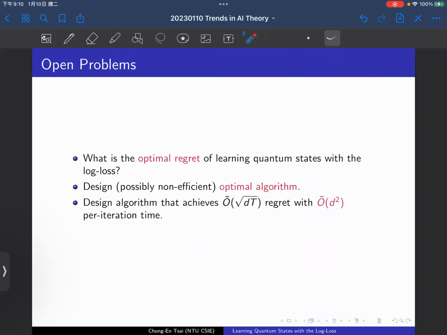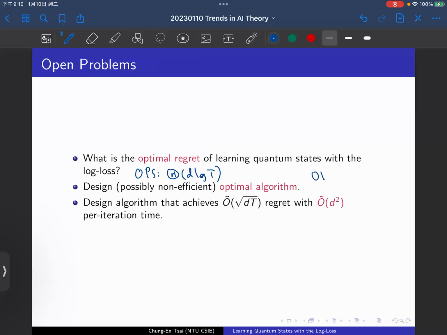So there are 3 important open problems for learning quantum states with the log loss. The first one is what is the optimal regret for learning quantum states with the log loss. We have mentioned before that for OPS, the optimal regret is d log t. Determining the optimal regret is a fundamental problem. And the second open problem is to design algorithms that attain the optimal regret.